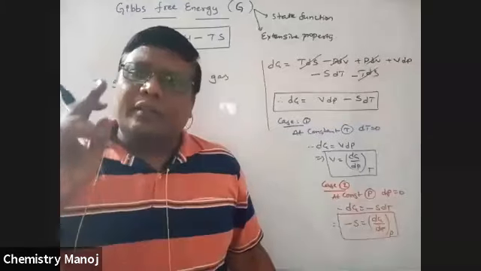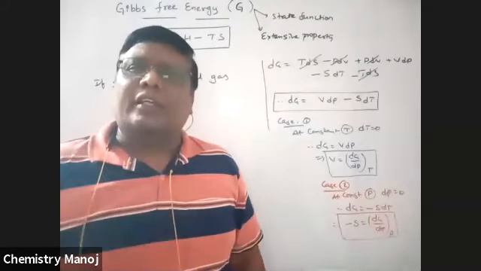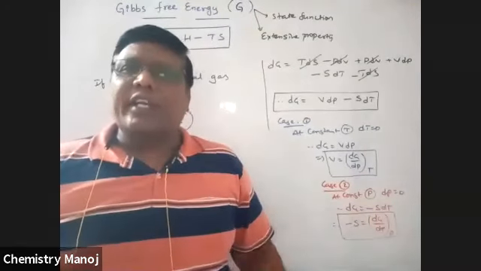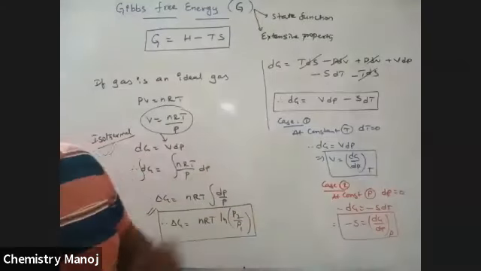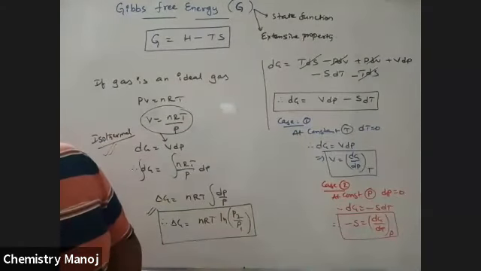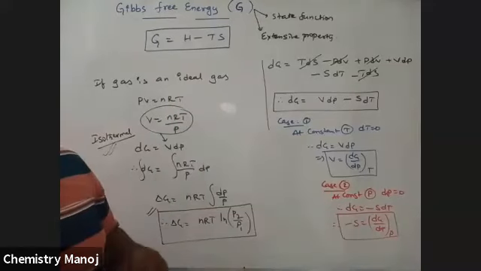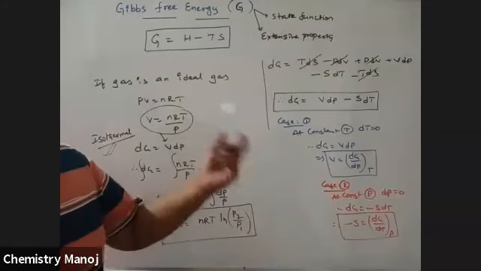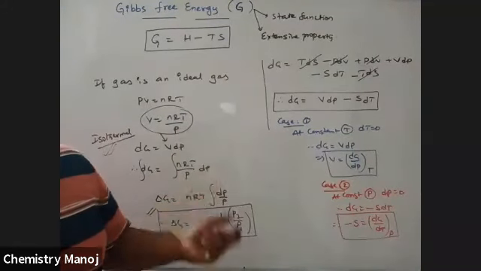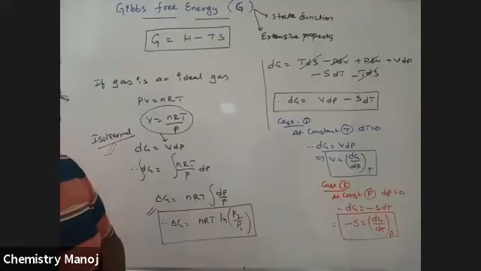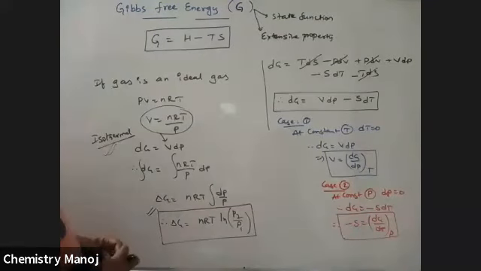That is the entropy. But here G is the available energy required to do useful work. That is the G value. So by using this G value, we can calculate whether the process is spontaneous or non-spontaneous.